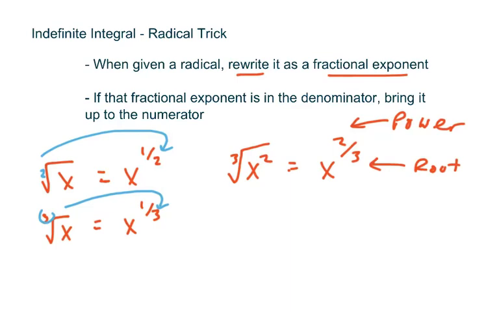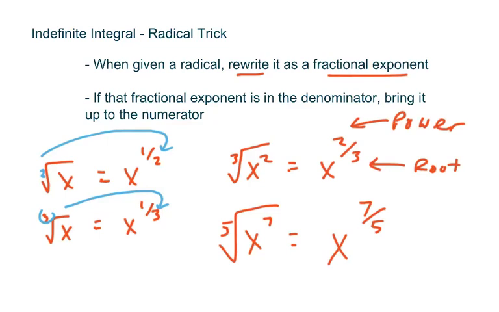So if I had the 5th root of x to the 7th power, what do you all think it would be? Well, hopefully you came up with the 7 is the power, so that goes in the numerator, and the 5 is the root, so that goes in the denominator. Okay, so these are all what I'm talking about with fractional exponents.